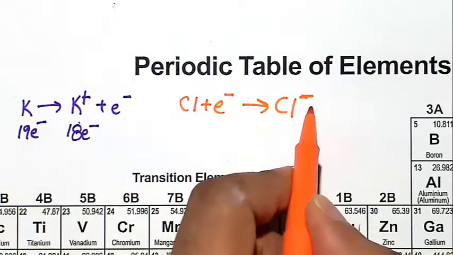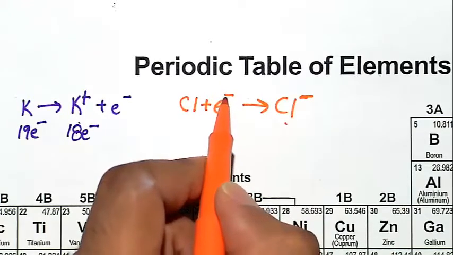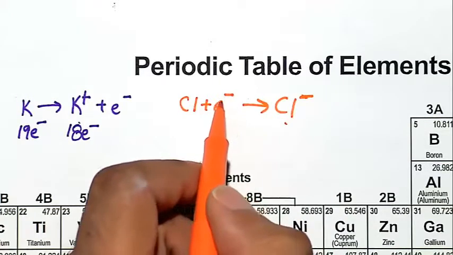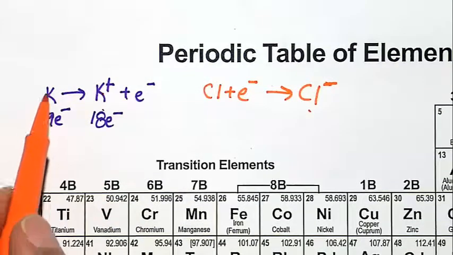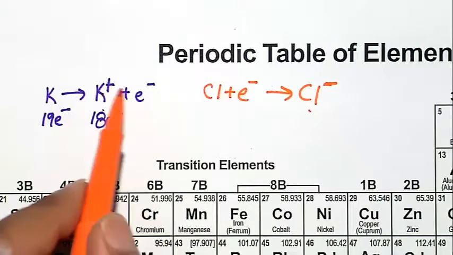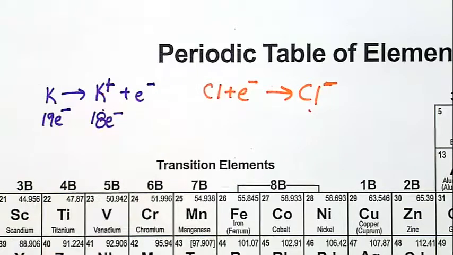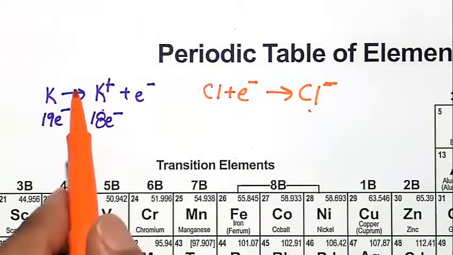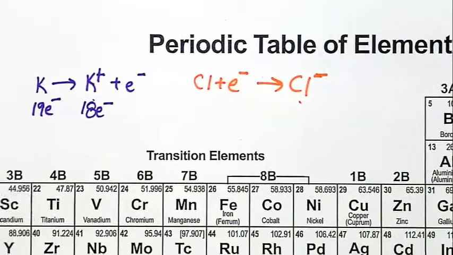Notice here I have a minus charge in my products. I have a minus charge in my reactants. There's charge conservation. Notice here I have a 0 charge on my reactants. Potassium by itself, there's no charge. Notice here I have a 0 charge on my products because this positive charge cancels out with that negative charge. So this is charge balanced just as well as this is charge balanced. This is a metal, that's a non-metal.